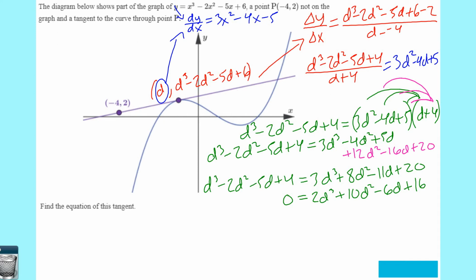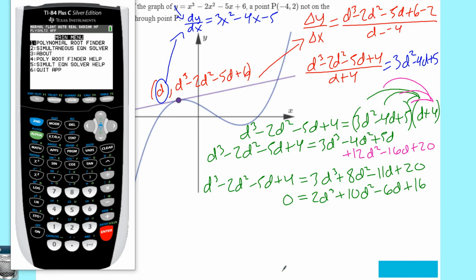Okay, so I know a whole bunch of things just popped up on your screen. What I did was I just FOILed this, so I distributed the d to everything. Then I distributed the 4 to everything, and then I combined my like terms. And then I moved everything from the left side over to the right side. So I got this. Okay, so now we can plug it into our calculator.